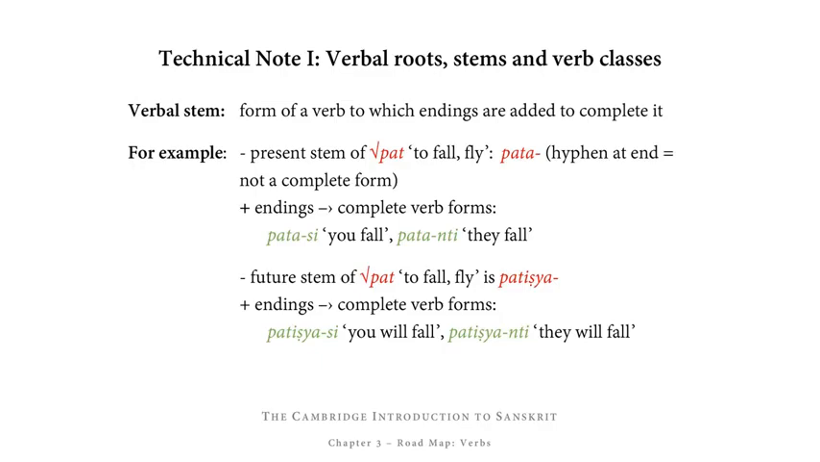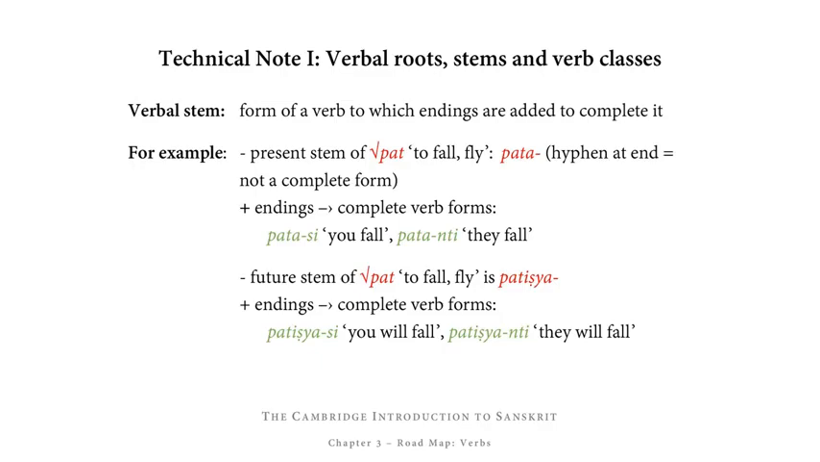Coming up next are verbal stems, which are the forms of a verb to which endings are added in order to form a complete verbal form. For example, the present stem of the root pat, "to fall" or "to fly," is pata-. Notice that there is a hyphen at the end, which tells us that this is not a complete form. You can complete this form by adding endings to it. So, for example, on the basis of the stem pata-, you can then get patasi, which means "you fall," patanti, "they fall," and so on.